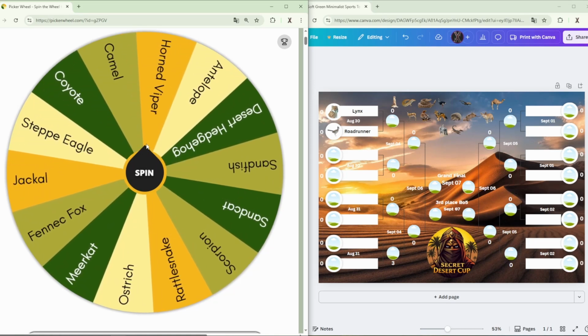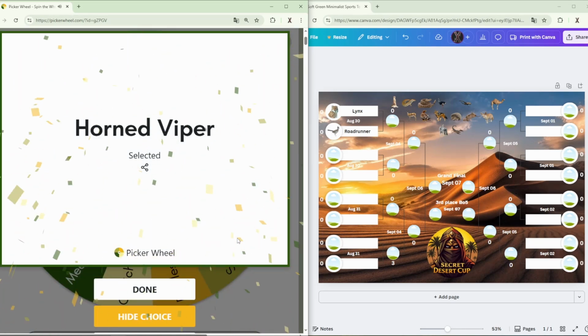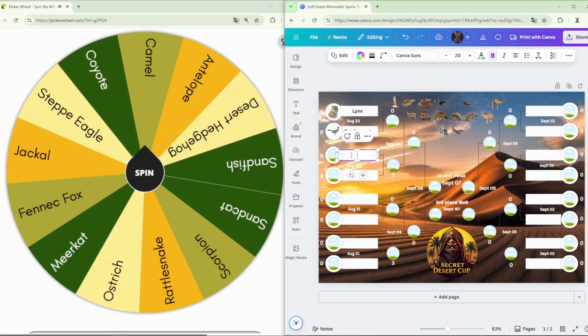Oh, are we going to tip over? I don't think we do. We have the Horned Viper, the first of the two snake identities we have. Going right in here. This, and the Horned Viper is this right here. Alright, let's find an opponent.